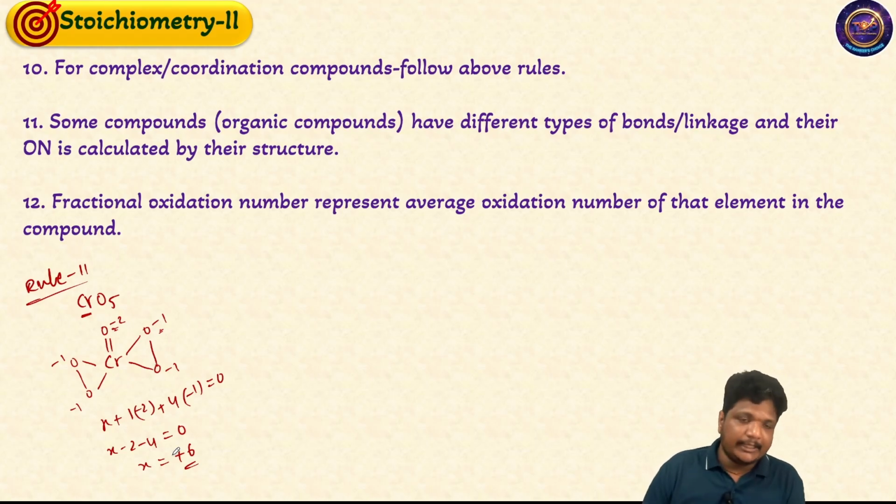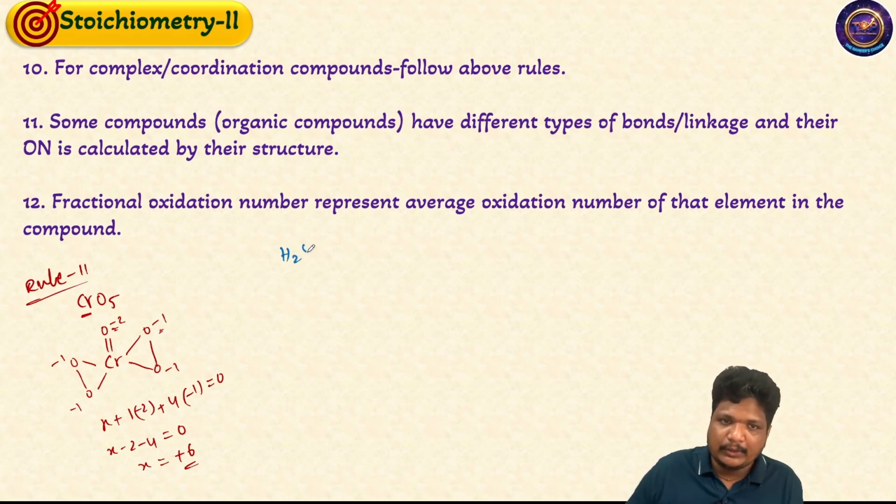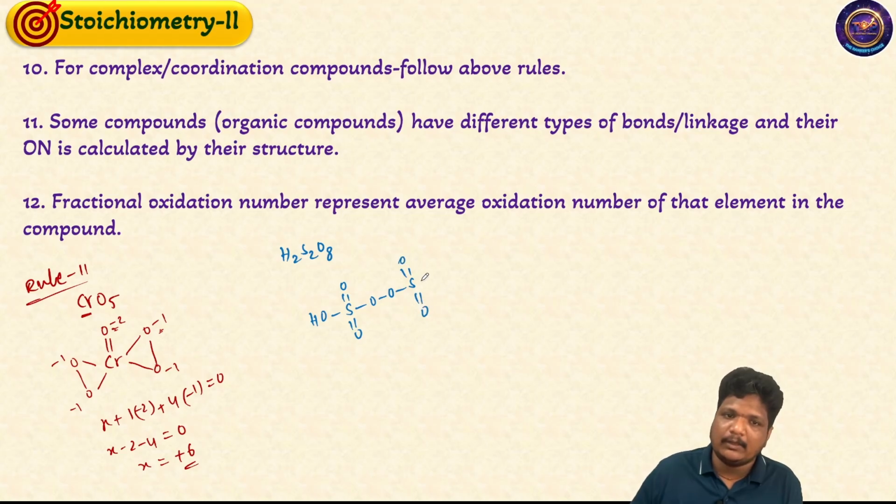In this way, for some compounds, specifically this CrO5 and some other organic and inorganic compounds, are also showing different types of bond linkages. Take H2S2O8. If you draw the structure, HO, S double bond O, two oxygens in peroxy linkage, and S double bond O, OH. In this molecule, these two oxygens have -1 oxidation state, the remaining oxygens have a -2 oxidation state, and hydrogen has a +1 oxidation state.